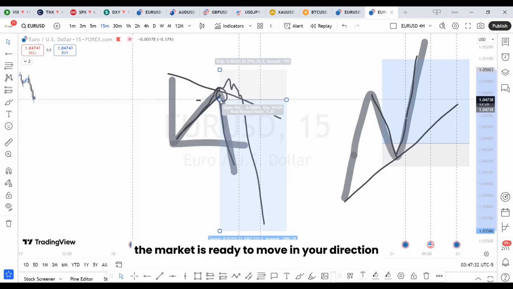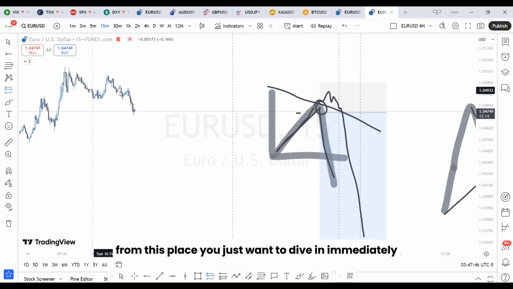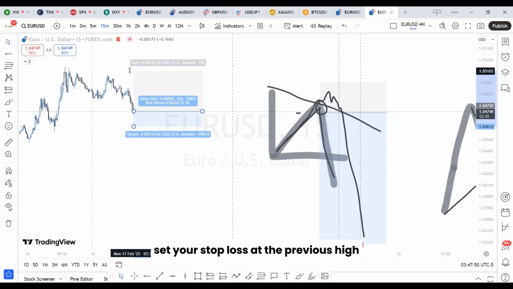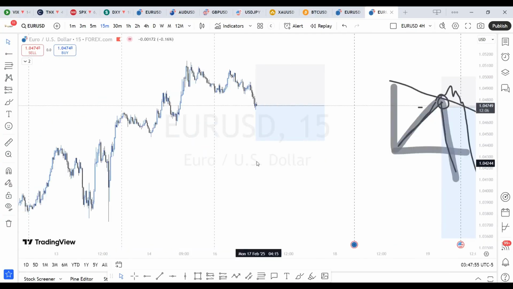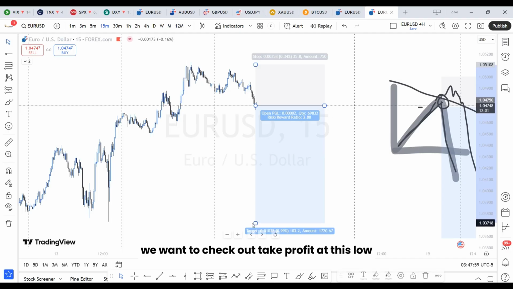Now finally, for an instant order, whenever you just get the feeling that yes, the market is ready to move in your direction, you just want to dive in instantly. Wherever the market is at that point, let's say the market is here currently, and we are planning to take a short trade from this place. You just want to dive in immediately, set your stop loss at the previous high, set your take profit at the next low, and then say we want to set our take profit at this low. You just want to dive in immediately.